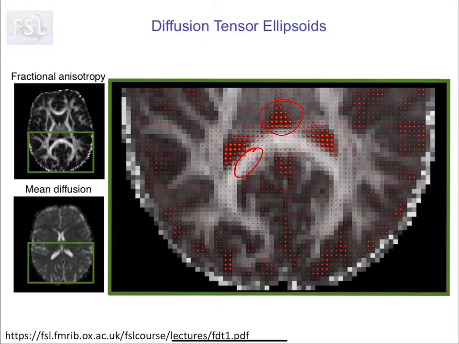All right. And so the two main maps that you'll typically see are a fractional anisotropy map, which tells you how anisotropic the diffusion is, and a mean diffusivity map, which tells you what the overall diffusion is. Okay, and as we noted last time, the diffusivity is highest in the cerebrospinal fluid. Okay.